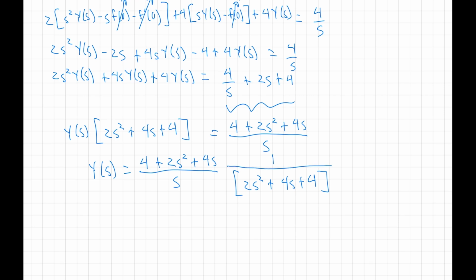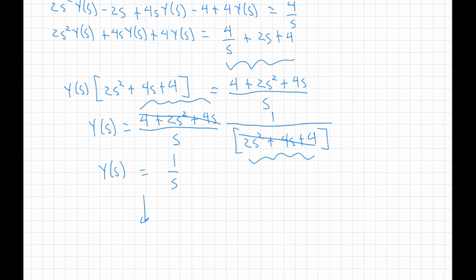And we notice that this term here is the same as this term here. So these will cancel and we're left with Y of s equals 1 over s. And taking that into the time domain, we do the Laplace inverse. And the Laplace inverse of 1 over s is u of t. So y of t equals u of t.